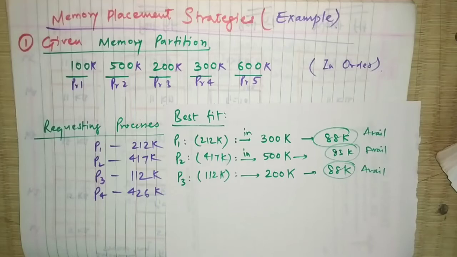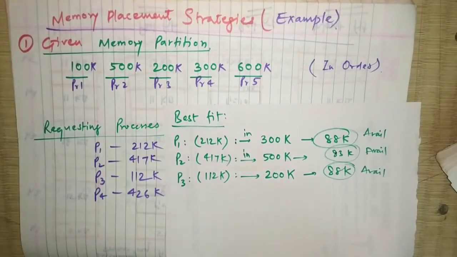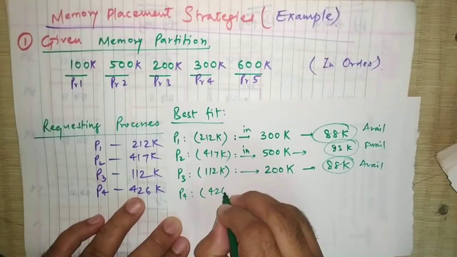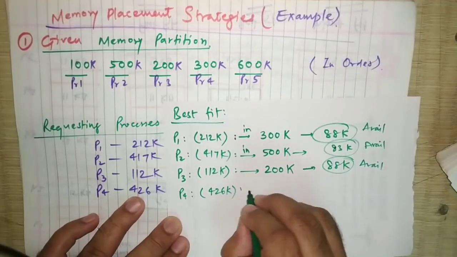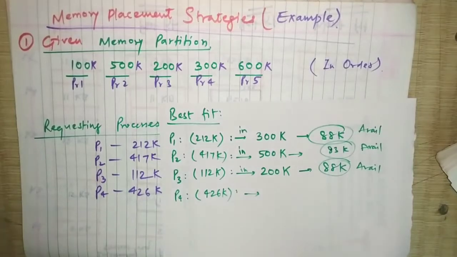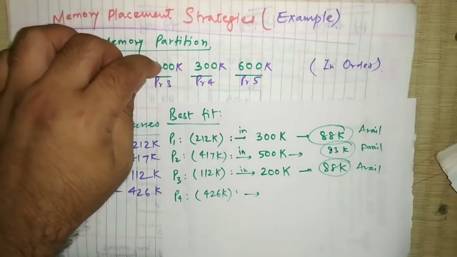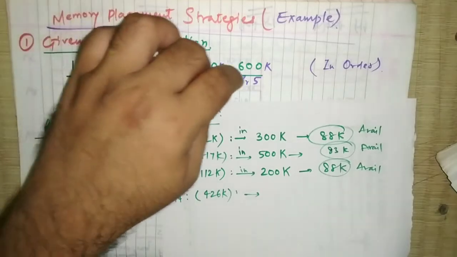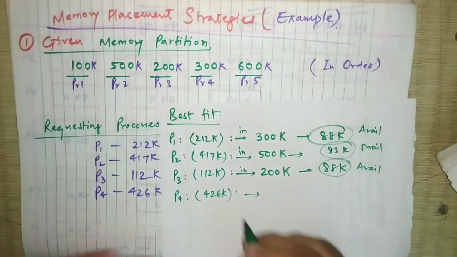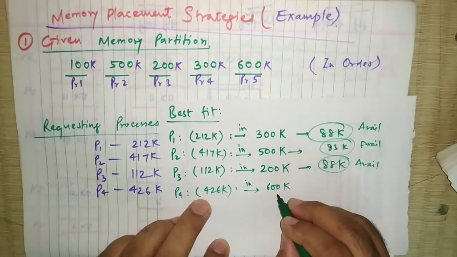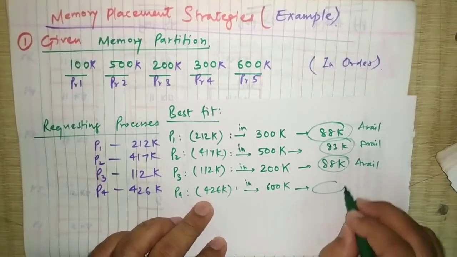Our task is nearly done. Now we have the last process, process 4. Process 4 has a requirement of 426k. This is a very big amount. 426k is not possible in 500k, it is already gone. 200k gone, 300k already gone. 600k is remaining. So in 600k we can fit the last one, the best option for it. So 600 minus 426k, you can calculate and write over here.